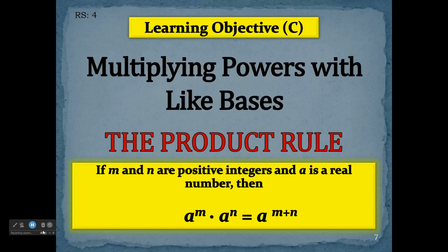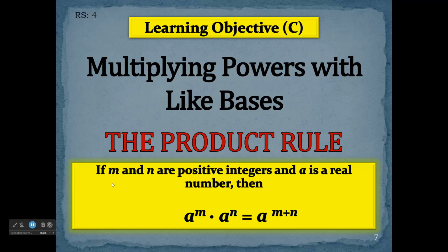For Review Skills 4, this is video 3 out of 6. Now this is going to be more on the heavy side of the rules out of this lesson. This is learning objective C, called the product rule. Multiplying powers with like bases.